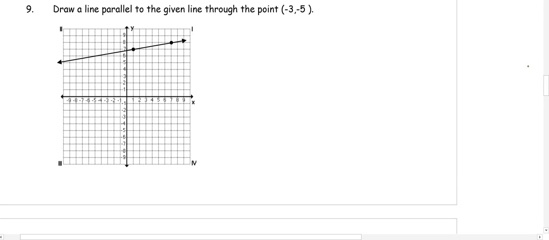Number 9, draw a line parallel to the given line through the point -3, -5. So when I look at this line, I have a positive slope. So to find my slope, I went up and over. So I went up 1 and over 6. So my slope is 1/6. The parallel slope, remember, is the same, so that's also 1/6. So I'm going to go to the point -3, -5 to start my initial dot, and then I'm going to use that slope, up 1 over 6, and I can do that one more time, up 1 over 6, and then connect those points to form my line.